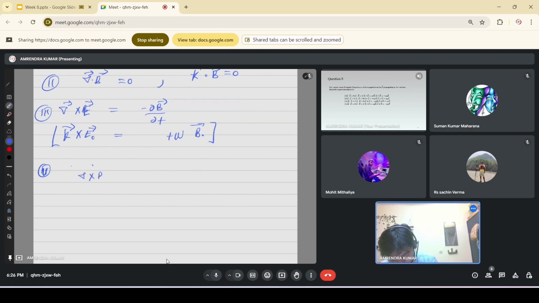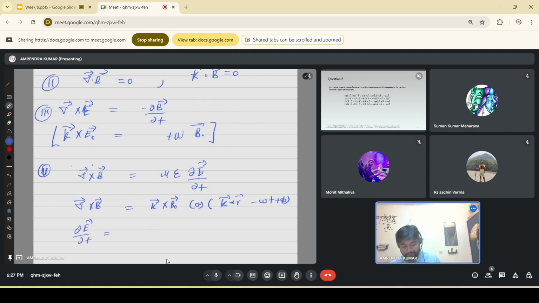So this is del cross B is equal to the source-free term, mu epsilon del E over del T. What I'm saying is that if you calculate the del cross B, it will come out something like k cross B naught, and some cosine term, cos(k·r minus omega t plus phi), and the del E over del T here will be mu epsilon times minus omega cos(k·r minus omega t plus phi).